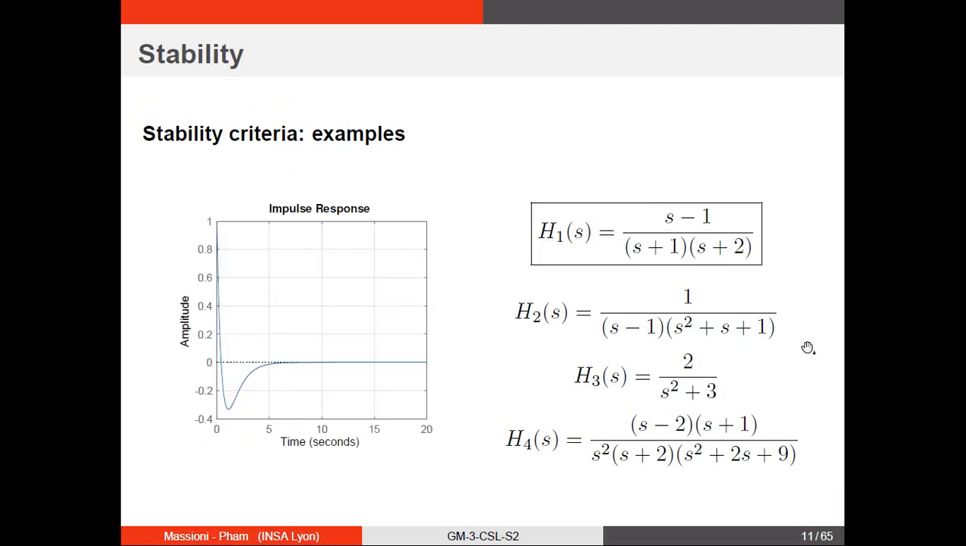So let's look at the first one. Which are the poles? Well, the values of S making the denominator 0 are obviously -1 and -2, real and negative, so BIBO stable, and the impulse response is something that goes to 0. No problem, very easy. Let's go to the next now.